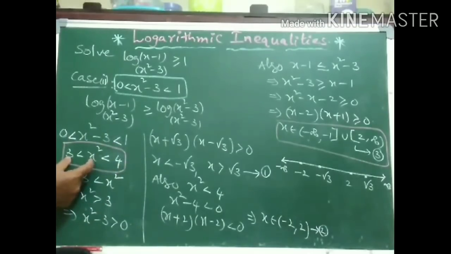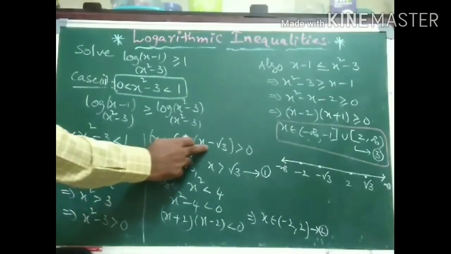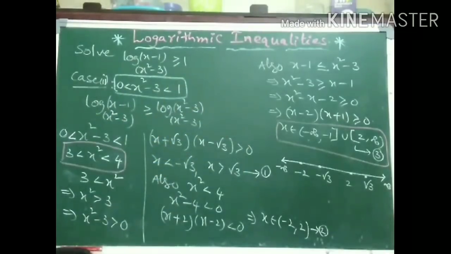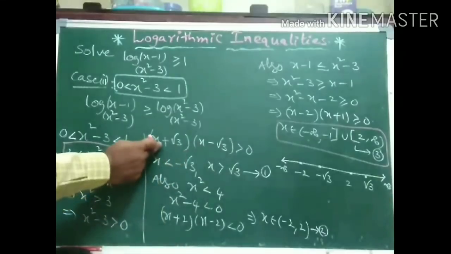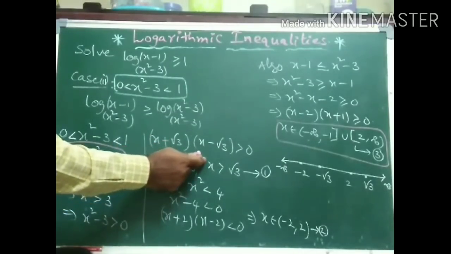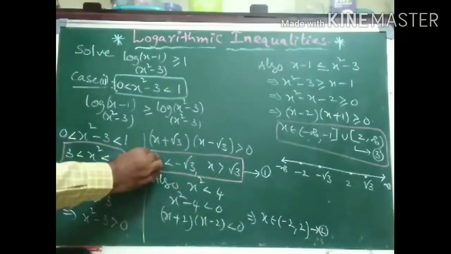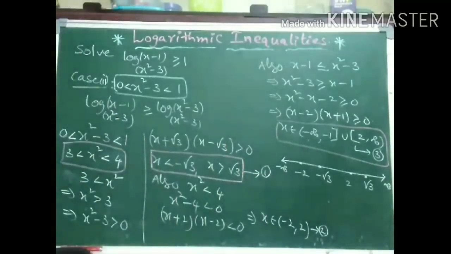In this, look at the first part. The first part is nothing but 3 less than x square, meaning x square is greater than 3. Bring the 3 this side: x square minus 3 greater than 0. Now this is factorization, a plus b into a minus b: x plus root 3 into x minus root 3 greater than 0. So the meaning is x is less than minus root 3 and x is greater than plus root 3. So this is one of the conditions we got here, say condition number 1.